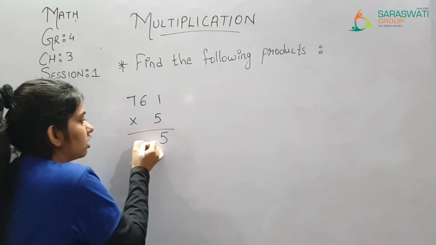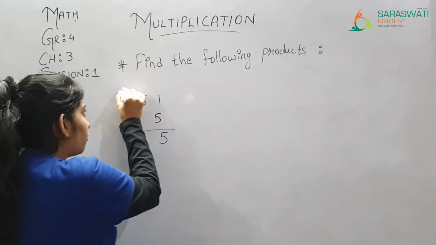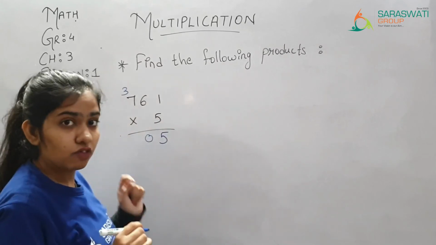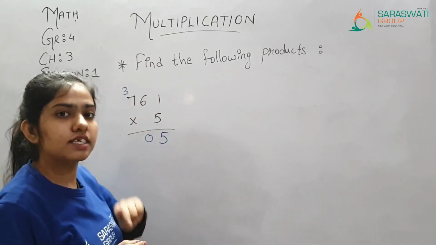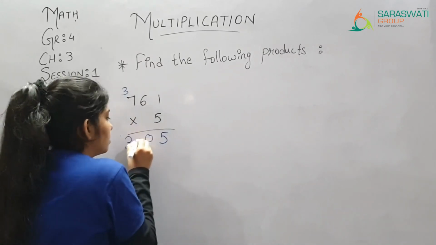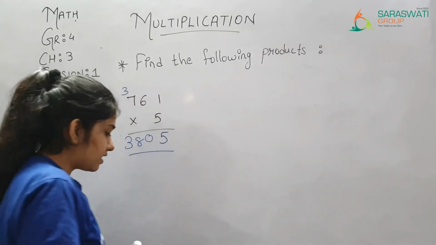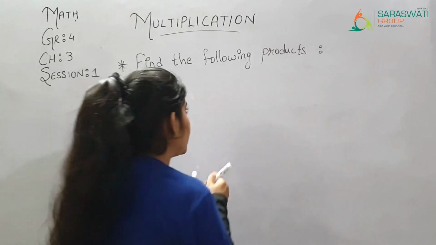We will not write 30 over here. We will carry forward 3 and write 0 over here. 7 5s are 35 plus 3 is 38. So our answer is 3805. Now let's see the next one. 608 into 2.